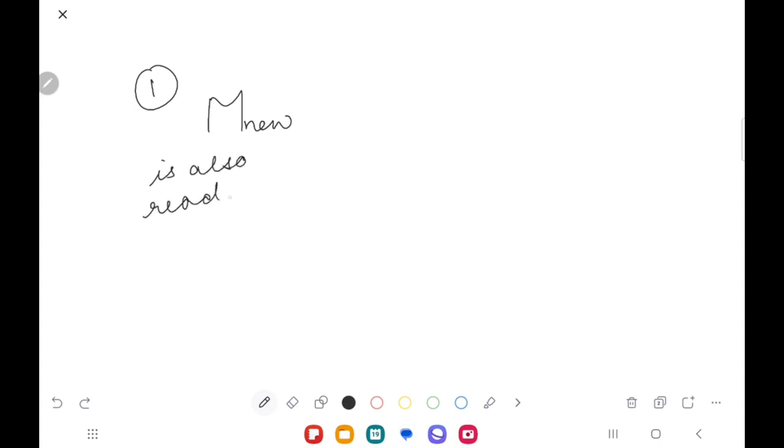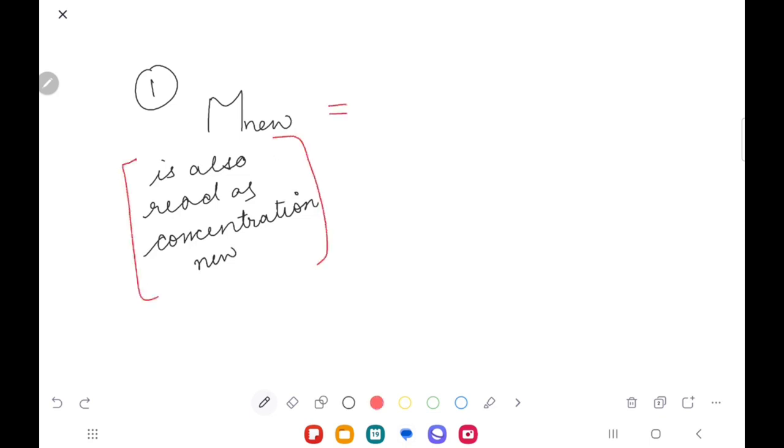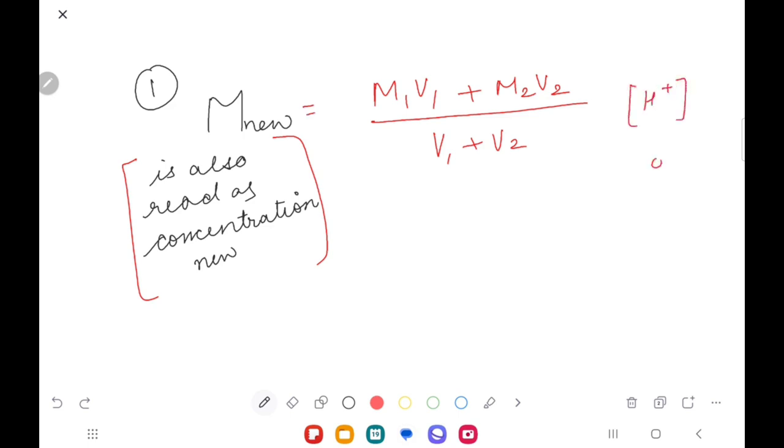Molarity nu is also read as concentration nu. Are you understanding? So that is going to be M1V1 plus M2V2 over V1 plus V2. Alright. And specifically, if we are finding out the new concentration of H plus or the new concentration of OH negative, then we multiply with N1, M1V1 and N2, M2V2. Are you understanding my point?